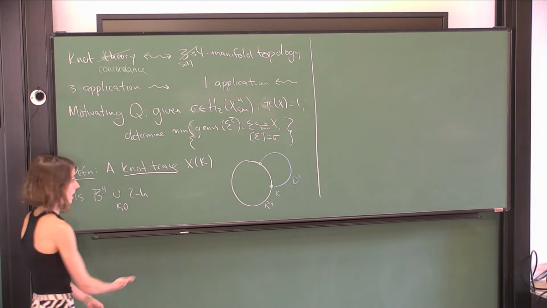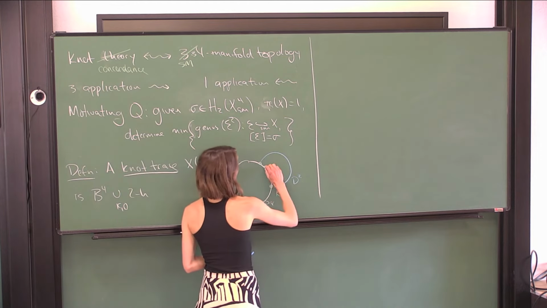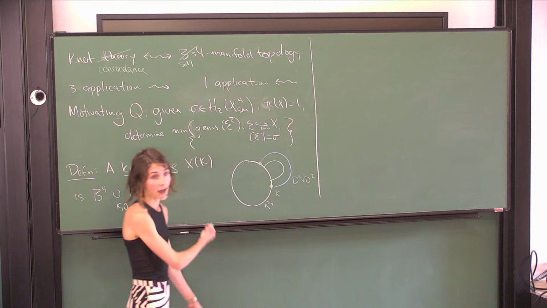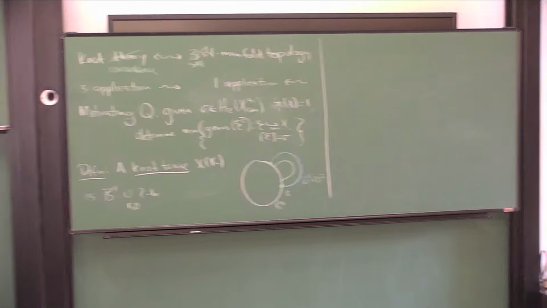It only has one problem right now, which is that it's not a manifold, but we can fix that by thickening this up into four dimensions. And this is what a knot trace is. If you know what this means and you want to pay attention to framings, I'm using the 0 framing here. If you don't, don't worry about it.